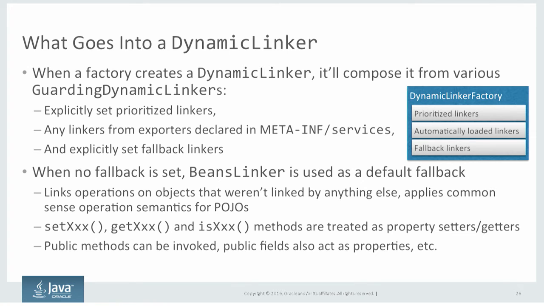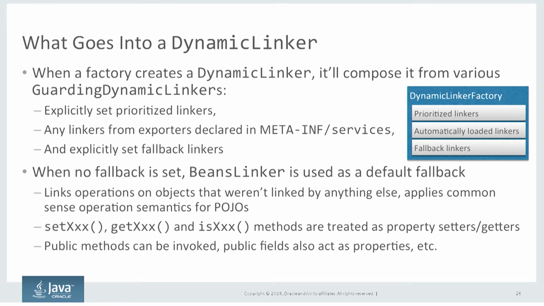What constitutes a dynamic linker? The prioritized linkers, so it's three elements that constitute the linker factory. The prioritized linkers are, well, prioritized over all others. They are tried first. Then we have all the linkers that were discovered through the service loader mechanism. And finally, there are fallback linkers. In the Nashorn case, these include the aforementioned beans linker and also the bottom linker.